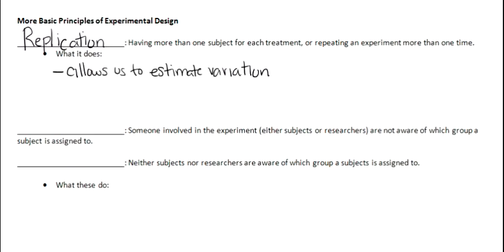The other reason that we would want to have replication would be for the other definition, or repeating an experiment more than one time. If we can repeat an experiment more than one time and get the same results as before, it gives credibility to the results.